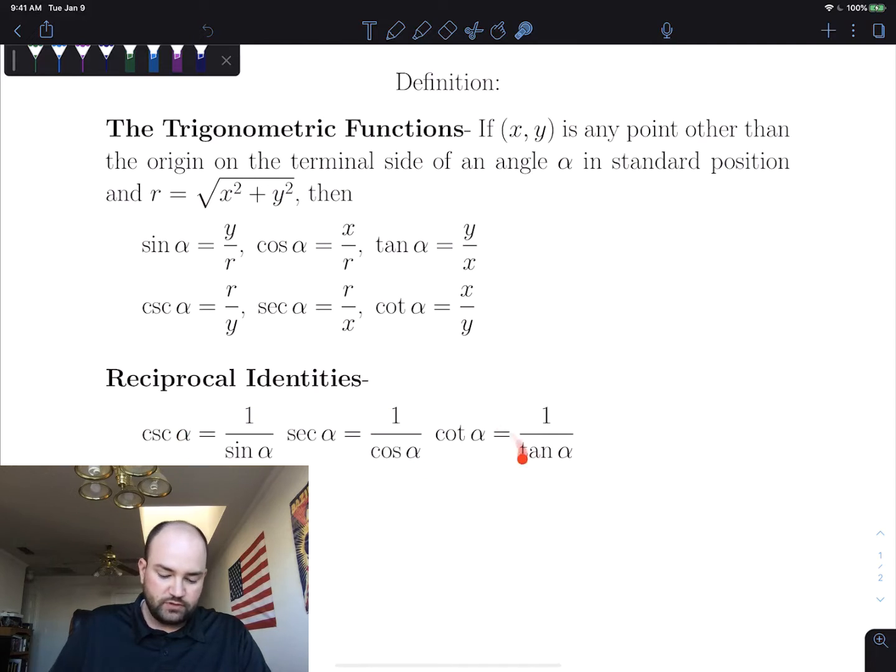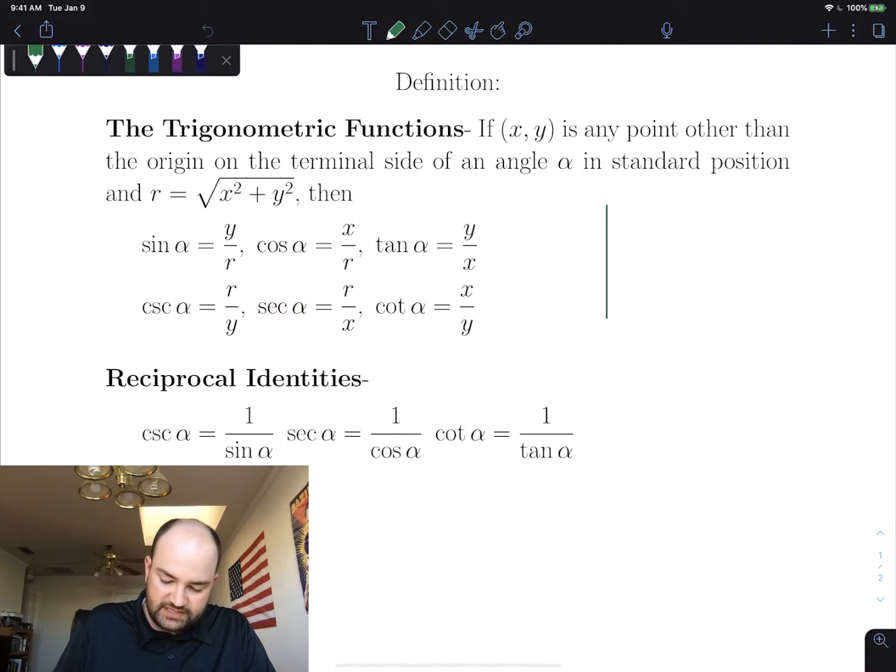Now we have some reciprocal identities down here as well. Basically, sine is the reciprocal of cosecant, cosine is the reciprocal of secant, and tangent is the reciprocal of cotangent. So basically, notice that y over r, r over y, x over r, r over x, y over x, x over y. Now, you can memorize these if you want. I'm not a big fan of that.